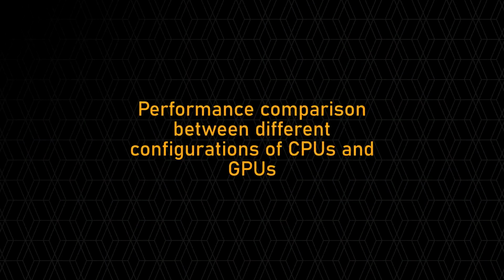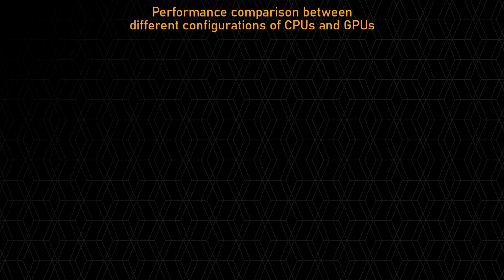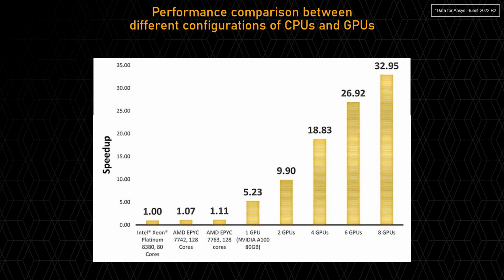Now that we have successfully completed the simulation with desired results, let me show you some comparisons when this simulation is running on different processors. The displayed bar chart is a comparison between speed of the simulation when compared on different CPU and GPU configurations. Taking Intel Xeon Platinum 8380 CPU with 80 cores as a reference, you can see how significant the rise in speed is when it comes to GPU.